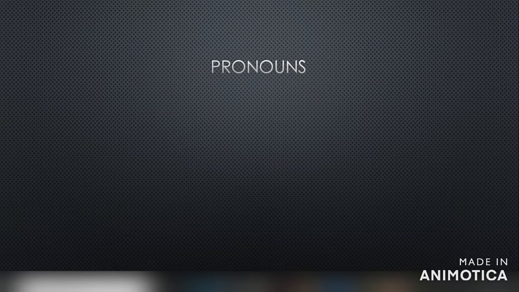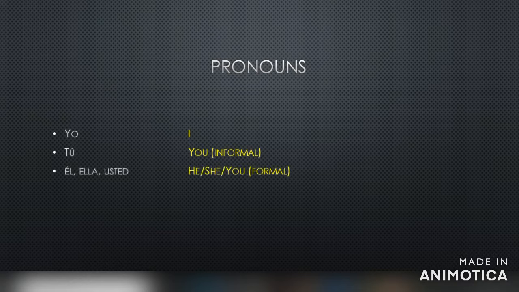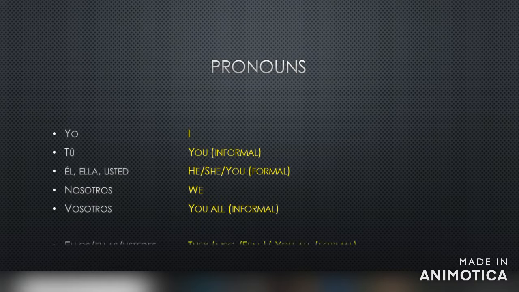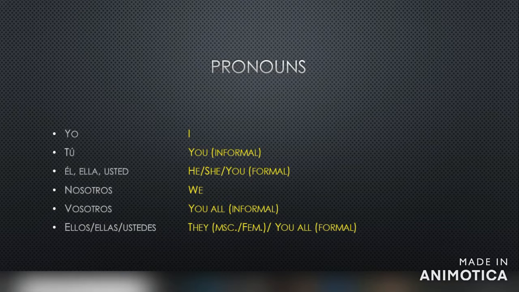Alright, so before we move on to the endings, let's look at the pronouns. Yo means I, tú means you in an informal or familiar sense, él means he, ella means she, usted means you in a formal or polite sense, nosotros means we, vosotros means you all in an informal sense. Note that the vosotros form is mainly used when you're interacting with persons from Spain. Otherwise, it's not really used, but it's useful to know. Ellos means they, masculine, or when there's a combination of males and females. Ellas means they, feminine. Ustedes means you all in a formal or polite sense.